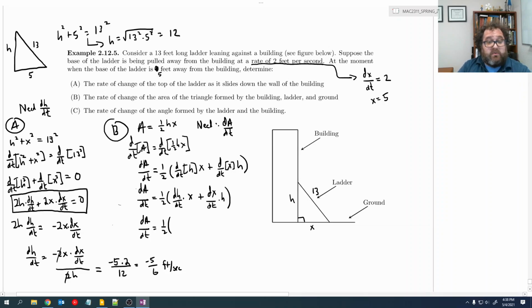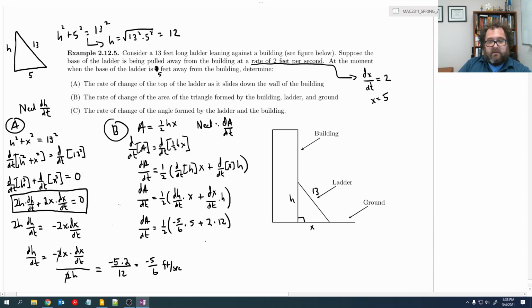So dh/dt, that's what we solved for in part A, -5/6. So -5/6 times x. X is when you're 5 feet away from the wall, so x is 5. Plus dx/dt, which is 2. That was given to us in the first paragraph. And now h we found in the last example was 12, because that was the height of the triangle when the base of the ladder was 5 feet away from the wall. So h, again, we can reuse that information, 12 from the previous problem.